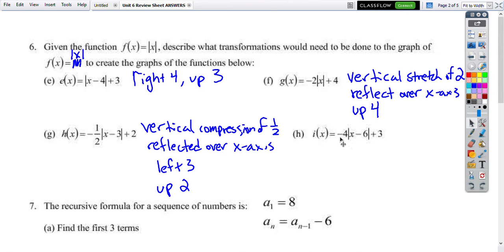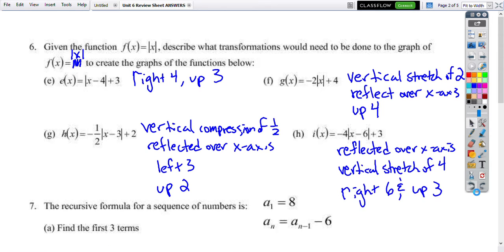We got the minus for reflecting, or stretching, left and right, up and down. So reflective of the x-axis, stretch of 4, right 6, and then up 3. So the minus means right, so this should be right, not left, okay?